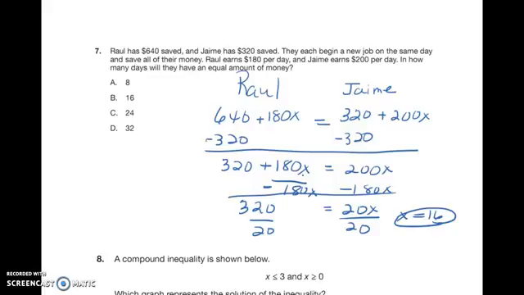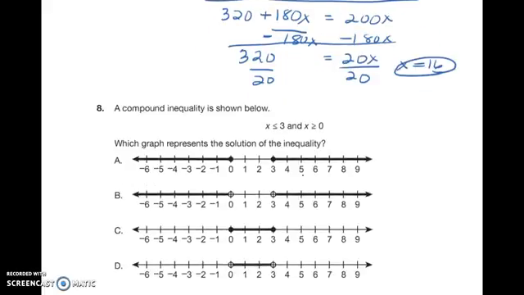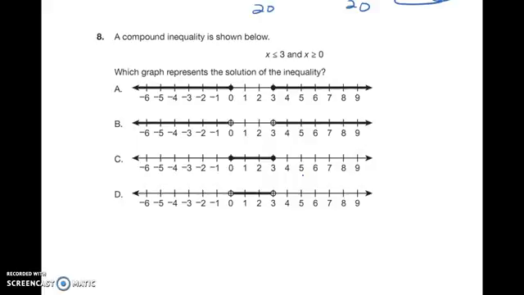I hope you got that one. But if you didn't, this is one you might want to study up on. For number 8, we're talking about compound inequalities. What do you remember about compound inequalities? Hope you remember that they have ands and they have ors. So it's asking us to match that inequality with the graphs below.